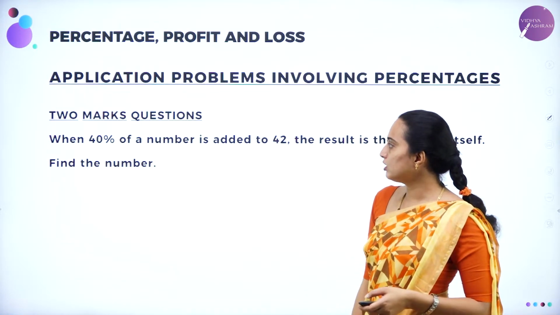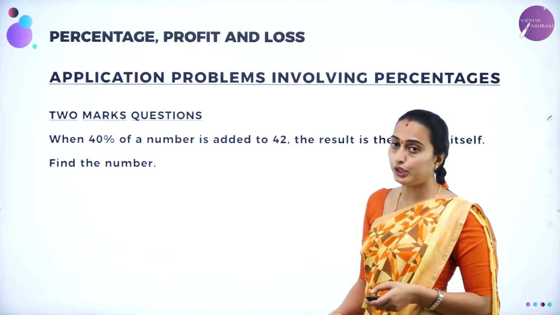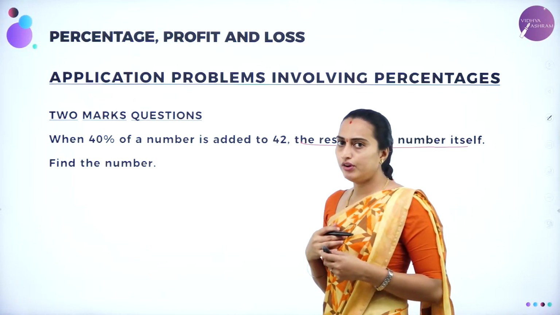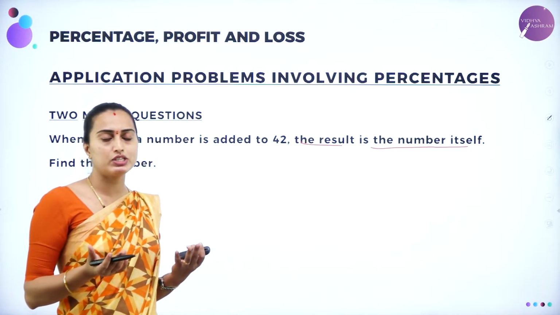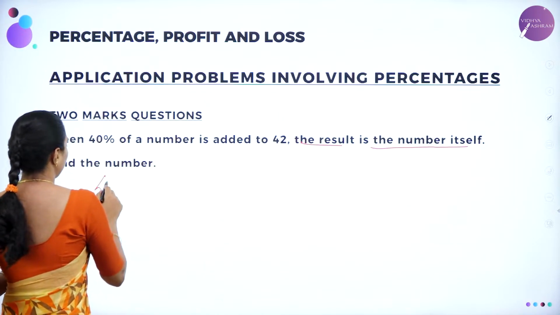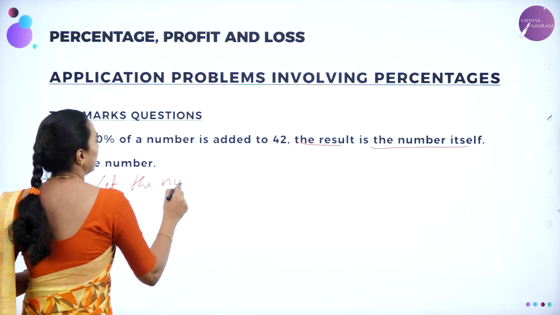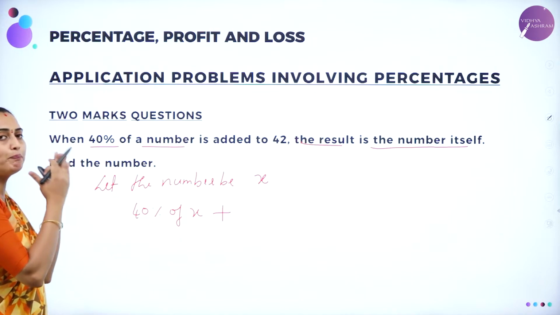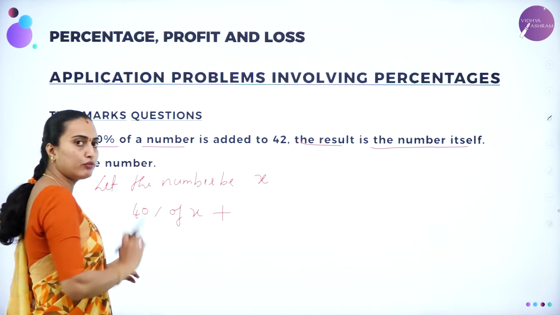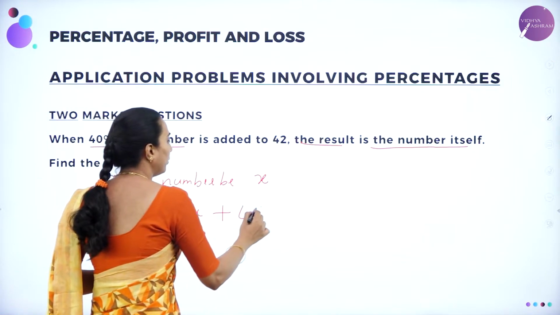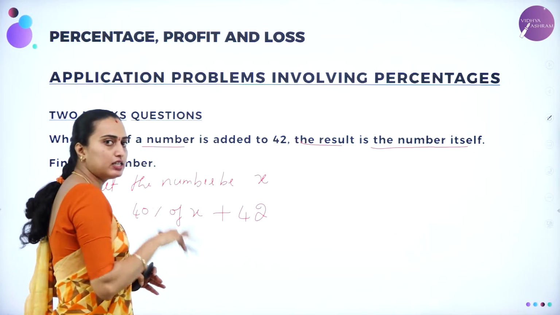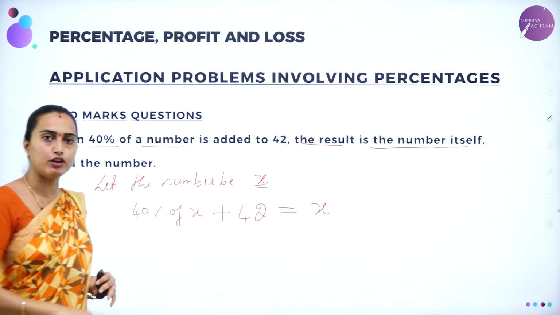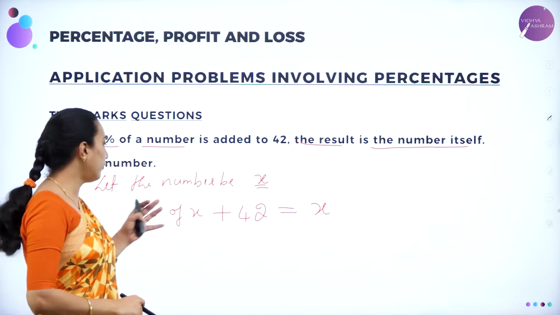When 40% of a number is added to 42, the result is the number itself. Find the number. Let the number be x. So what they have given? 40% of x is added to 42, and the result is the same number itself. That means x itself. So you need to find out the x value now.